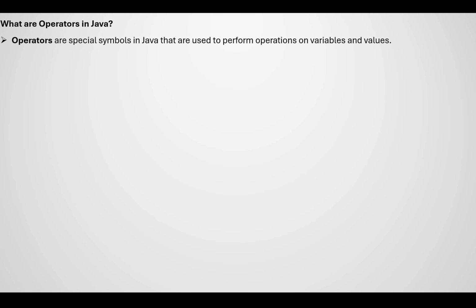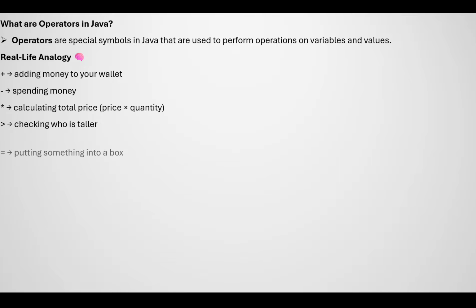Operators are special symbols in Java that are used to perform different kinds of operations on variables and values. Let's try to understand that with real life examples for better understanding. The plus operator is like adding money to our wallet while purchasing something or for any kinds of transactions. We need to add money to our wallet, so that is like the addition operation in the programming world. And then the minus operator is used when we need to spend the money. Expenditure is like subtracting the money.